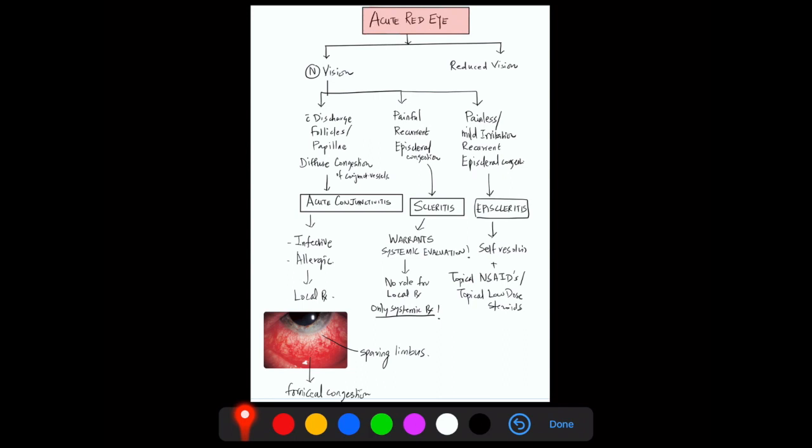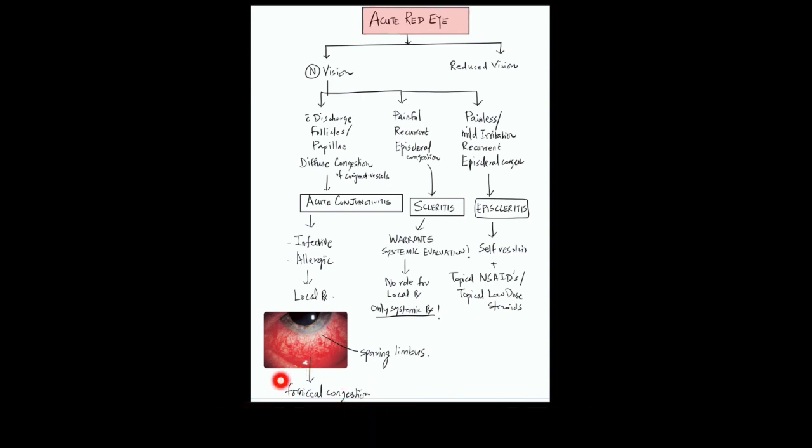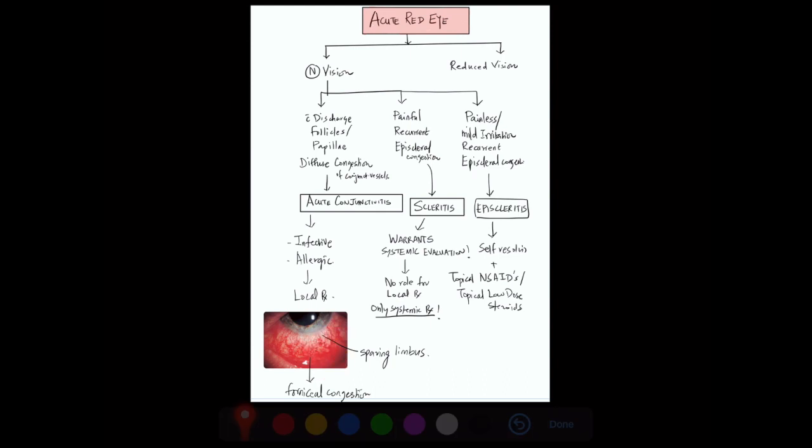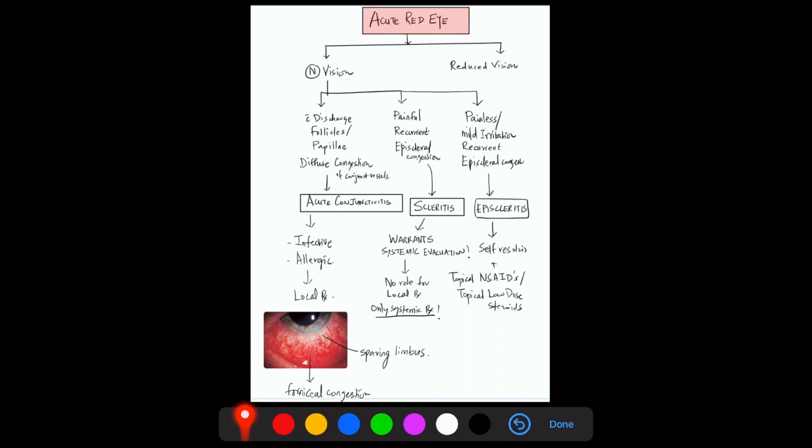I will always consider an acute red eye under two headings. One is presenting with normal vision, the other with reduced vision. Anyone who presents with normal vision, I will look for any discharge, follicles, papillae, a diffuse congestion of conjunctival vessels. You can see it's more of a fornicial congestion. Congestion localized on the fornix, follicles, papillae. The fornicial congestion will spare the limbus. So it starts from fornix to limbus. It will spare the limbus. That is acute conjunctivitis. Can be infective, can be allergic, it doesn't matter. But that is acute conjunctivitis.